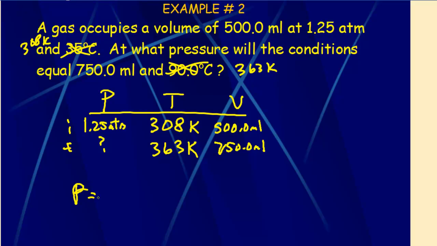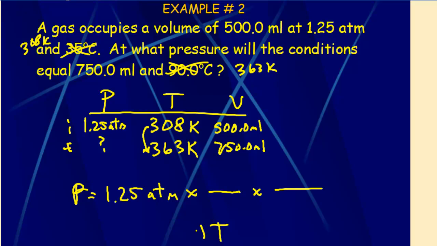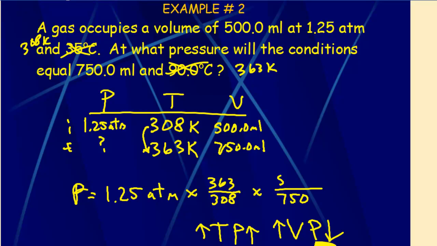Pressure equals 1.25 atmospheres times our two fractions. The temperature is going from 308 to 363. So the temperature is going up. When the temperature goes up, the pressure will also go up. All right, so I need to put the larger number on the top. Volume is going up. When the volume goes up, the pressure goes down. So this one's going to make the pressure go up. This one's going to make the pressure go down. So I want to put the larger number on the bottom to make it go down.